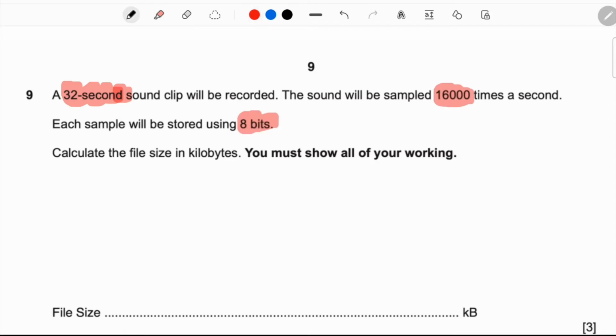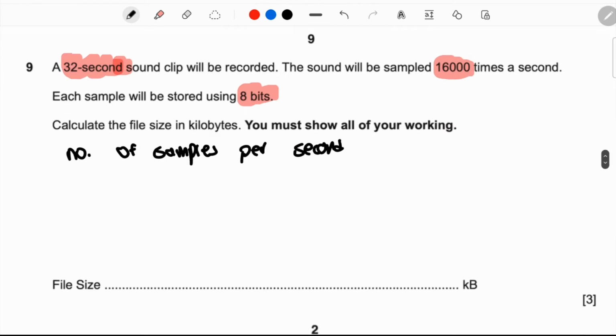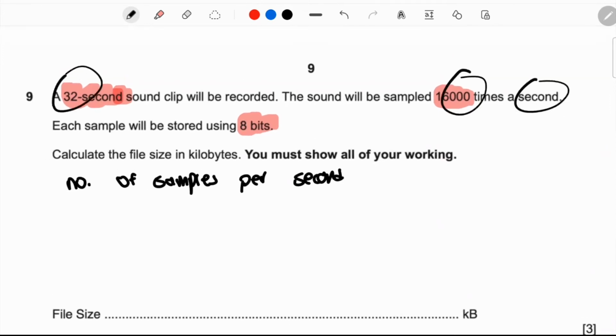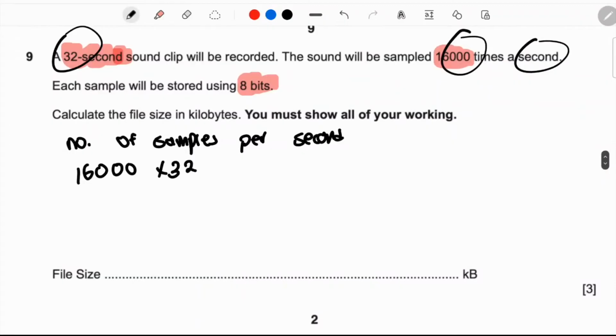Now, something you need to know is called sample resolution. It is the number of samples it takes per second. So here, in this case, it is taking 16 thousand samples per second. So if we have 32 seconds, 16,000 times 32 will give us the amount of samples. And here it will be 512,000. I'm just going to save you time. 512,000.